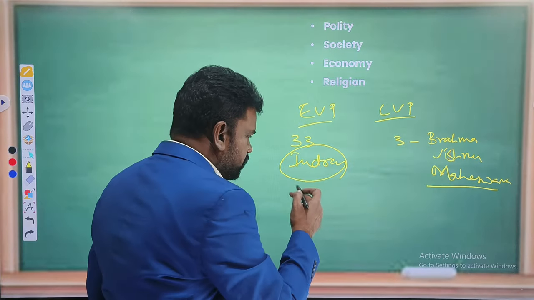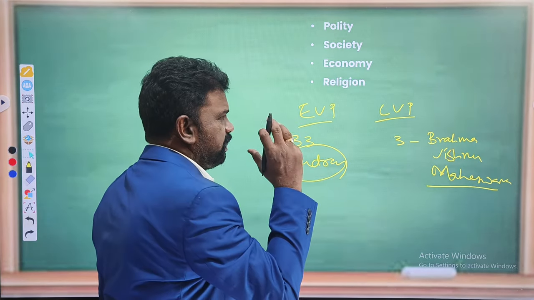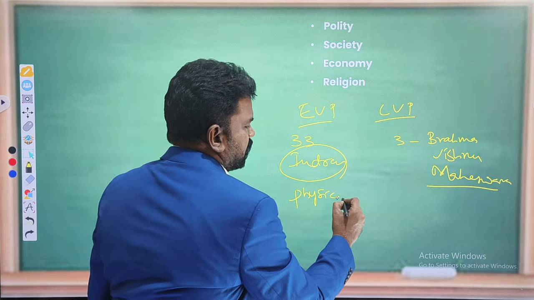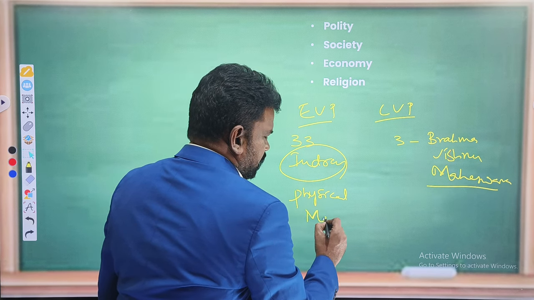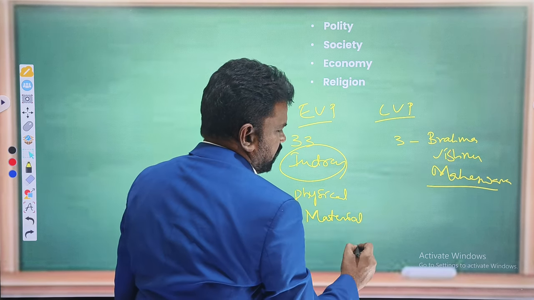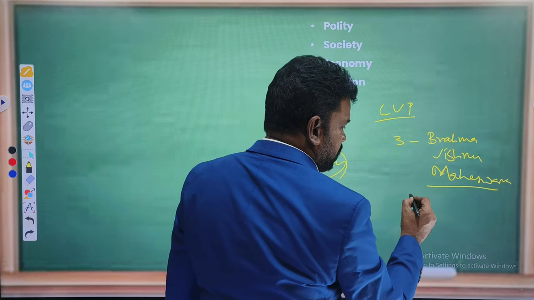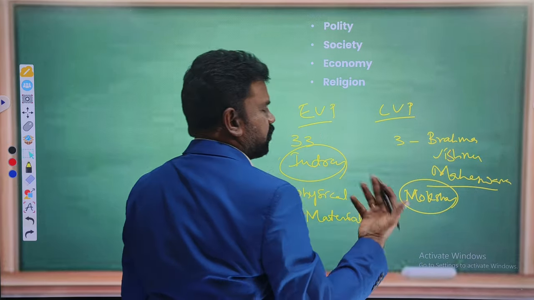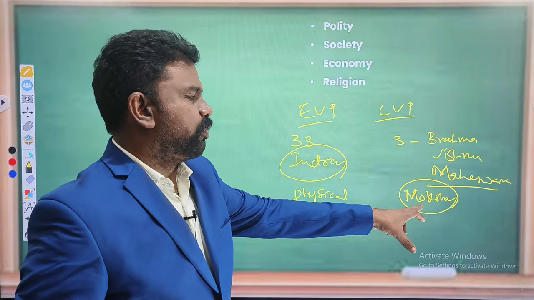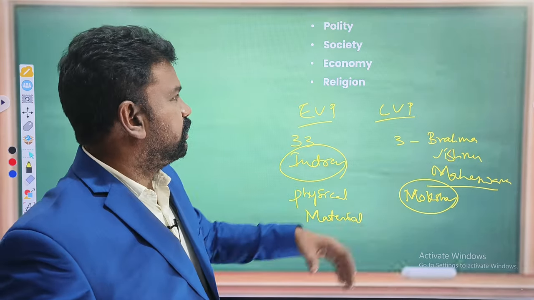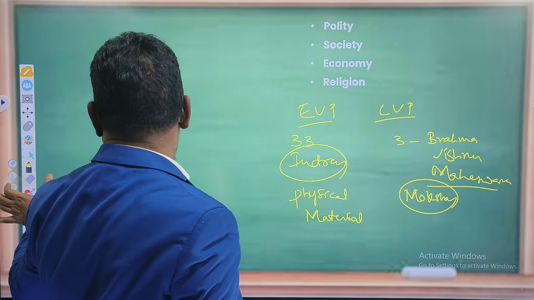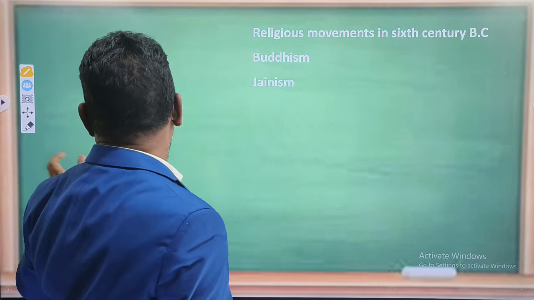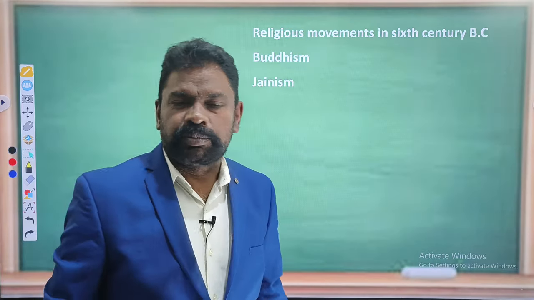In the early Vedic period, the main aim of the worship was to fulfil their physical desires and for material gain. Here, in the later Vedic period, the ultimate aim of the worship was moksha. This is completely based on the Upanishads. So like this, religious developments also started during that period. That is about the early Vedic period and later Vedic period.